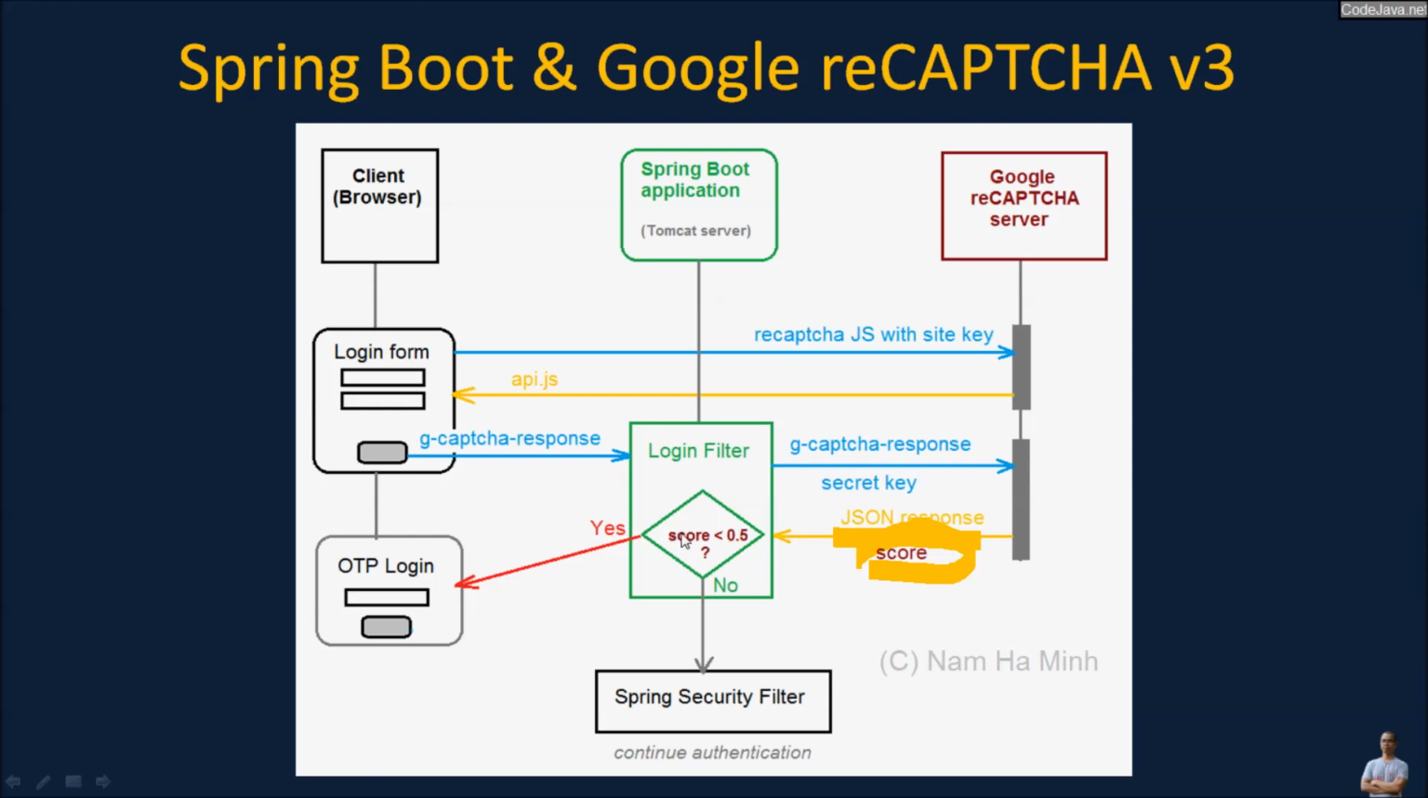And in our application, based on the score returned from the Google reCAPTCHA server, if the score is under the threshold 0.5, we redirect the user to the login OTP form. Else, if the score is greater than 0.5, we continue the Spring security filter chain to process the authentication as normal. So this is a workflow of Google reCAPTCHA v3 integration in a Java web application based on Spring Boot.